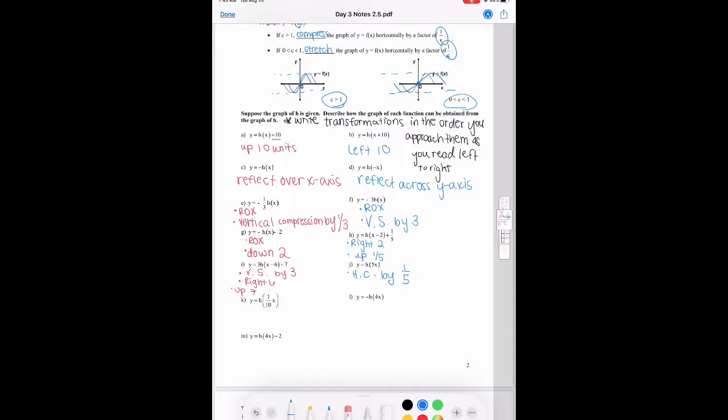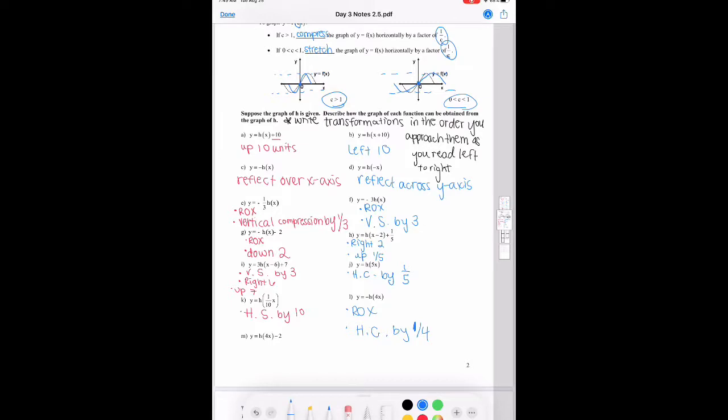All right, okay. We have a 1/10 on the inside, so that's horizontal. But since that's a fraction between 0 and 1, we have a stretch. And flip your factors, so it would be by 10/1, which is just 10. All right, L, we have a negative on the outside, so think reflection over X, and a 4 on the inside, so we know it's horizontal because it's on the inside. It must be a compression since it's greater than 1, and flip your factor. So it's a weird 1/4.